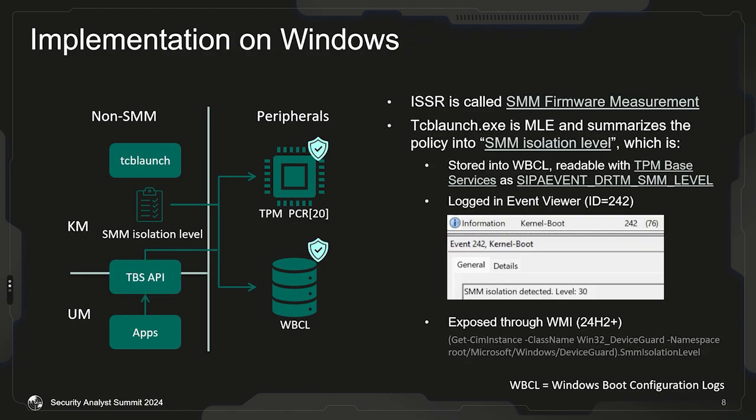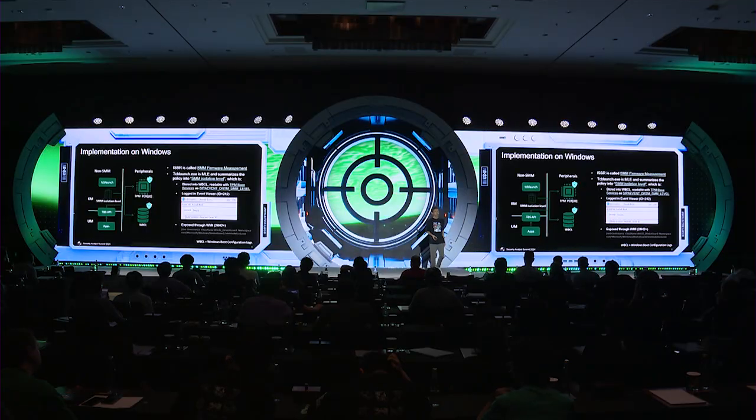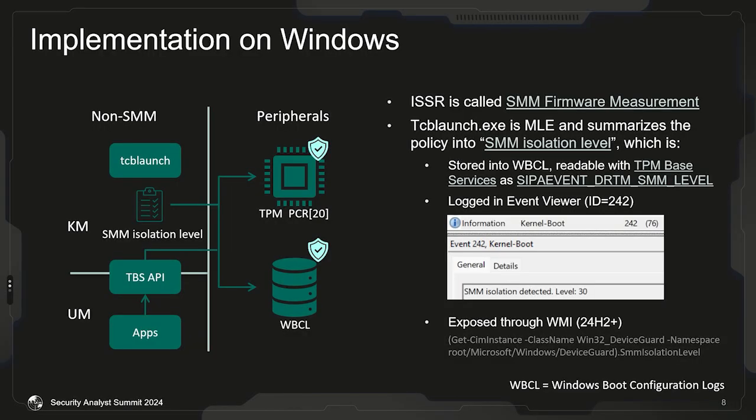To make the discussion a little more concrete, let's talk about how this system works on Windows. The ISSR is called SMM firmware measurement, which is part of the System Guard Secure Launch feature on Windows. At boot time, Windows will execute GETSEC instructions and start the measured launch, the Intel TXT process. The processor then executes the TCB launch. TCB launch is the pre-configured module executed after GETSEC. When the TCB launch gets executed, this process will know it is good, not tampered with, because TXT should have verified it.